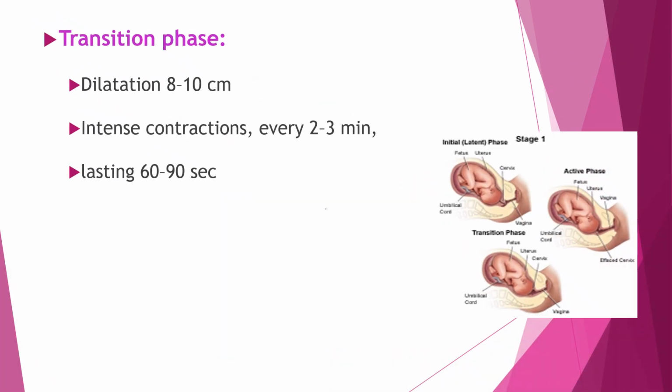The final part of the first stage is the transition phase. In this phase, the cervix dilates from 8 to 10 centimeters, reaching full dilatation. The contractions are very intense, coming every 2 to 3 minutes, and each one lasts about 60 to 90 seconds. This is usually the most difficult phase of labor, but it is also the shortest, and it marks the completion of cervical dilatation, preparing the mother for the delivery of the baby.